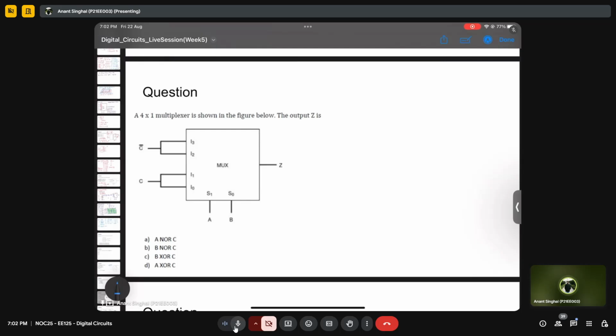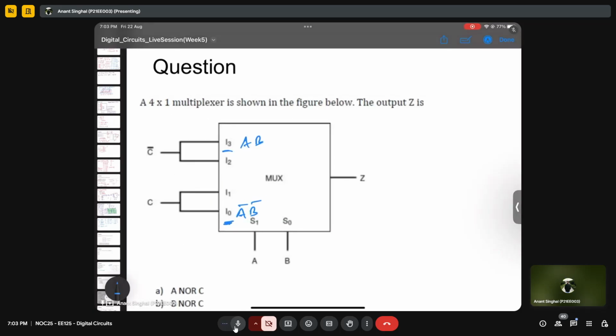Okay, let me know the answer to this. A 4 cross 1 multiplexer is shown in the figure below. The output Z is what? Okay, please be aware, here it is I0 and here it is I3. That means this will be A bar B bar and this will be AB. May zoom this.